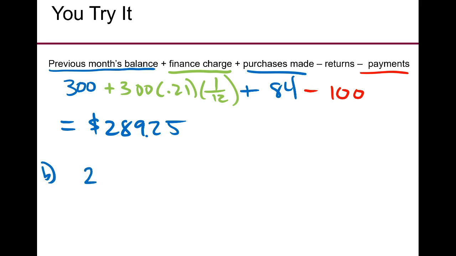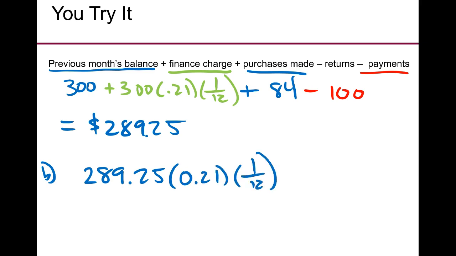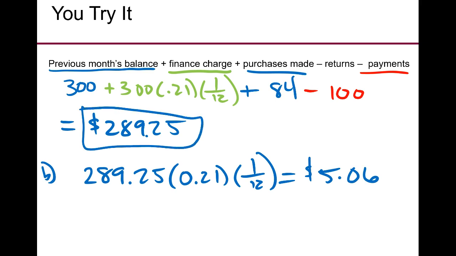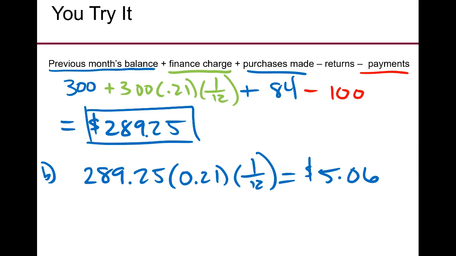And then for part B, our finance charge is based on that amount. So the finance charge is going to be that balance times our interest rate times 1/12. And that works out to $5.06. So there's the two answers to our two questions.